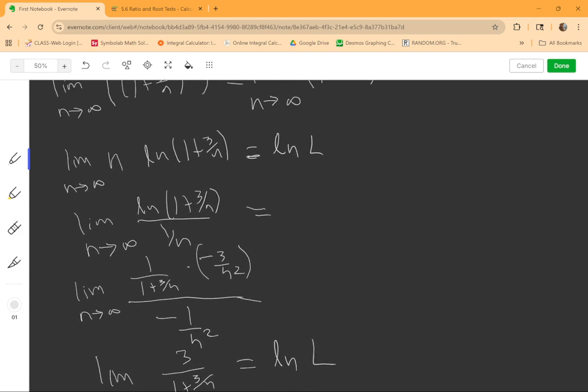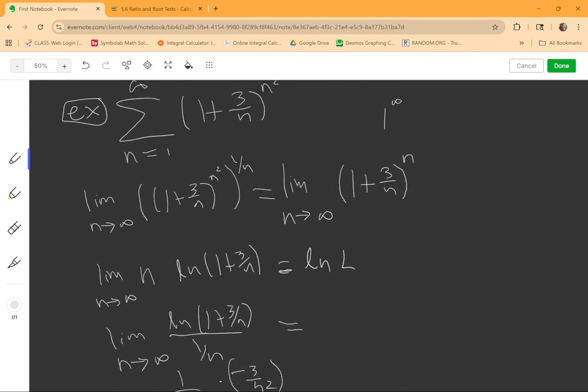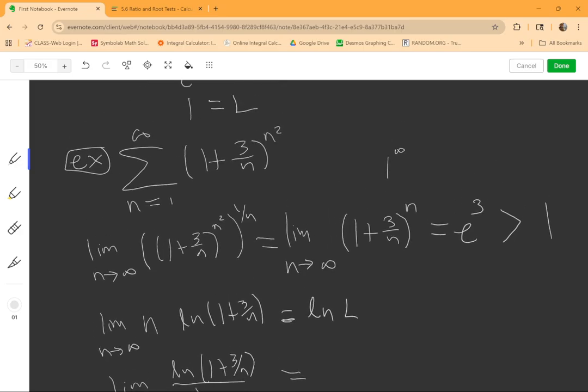So going back here, that means that our original limit, as we calculated it, is e cubed, which is very much bigger than 1, right? e is a little bit more than 2, so it's bigger than 1. So what that tells me is that by the root test, this diverges.